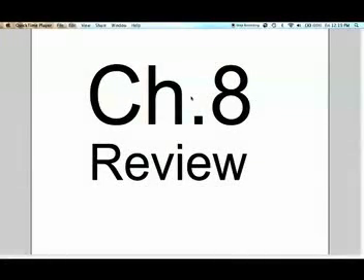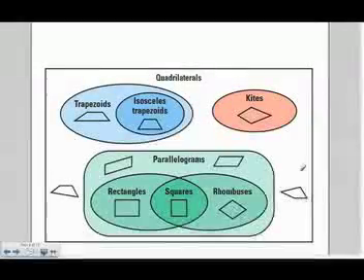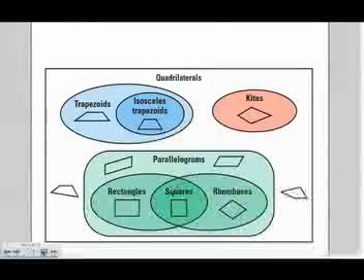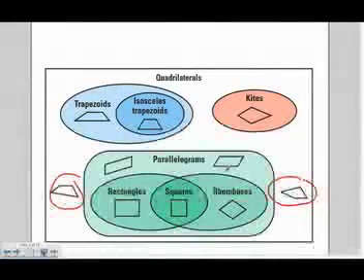Chapter 8 Review. Quadrilaterals. Notice we have a little bit of a Venn diagram here illustrating the relationships between each of the quadrilaterals. We've got a trapezoid, isosceles trapezoids, which are special trapezoids. Then we have kites and parallelograms. Notice each of these are parallelograms, squares being the most specific, rhombuses and rectangles being independent, and then we just have these random quadrilaterals on the outside that are not special at all.